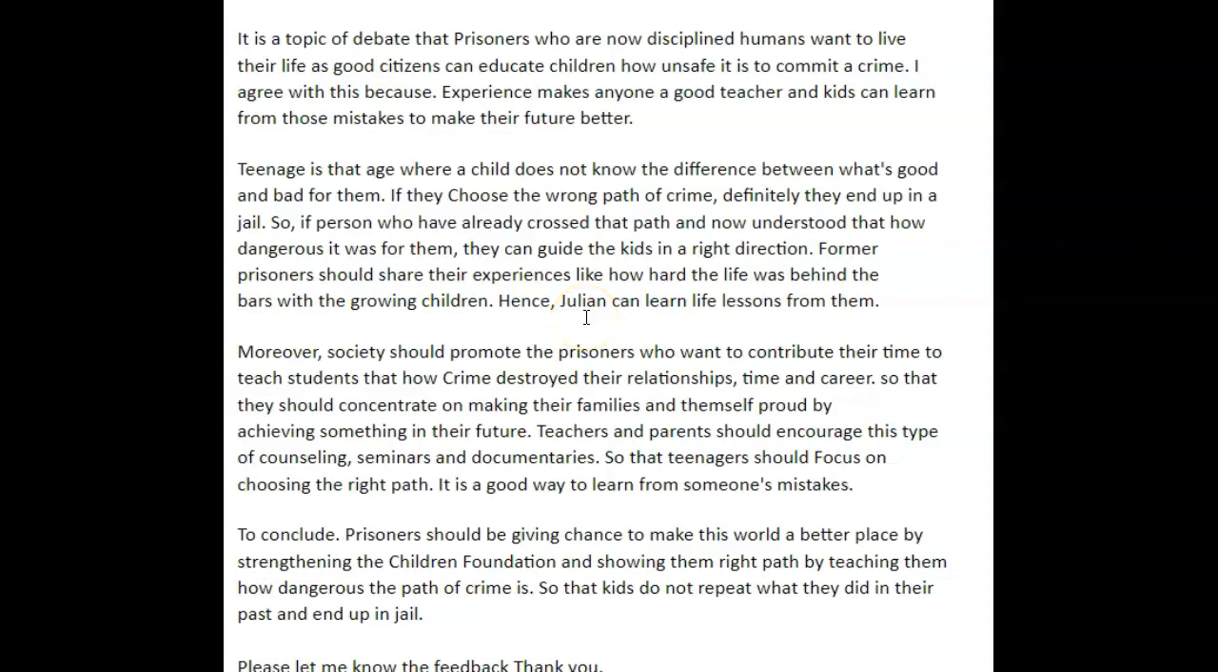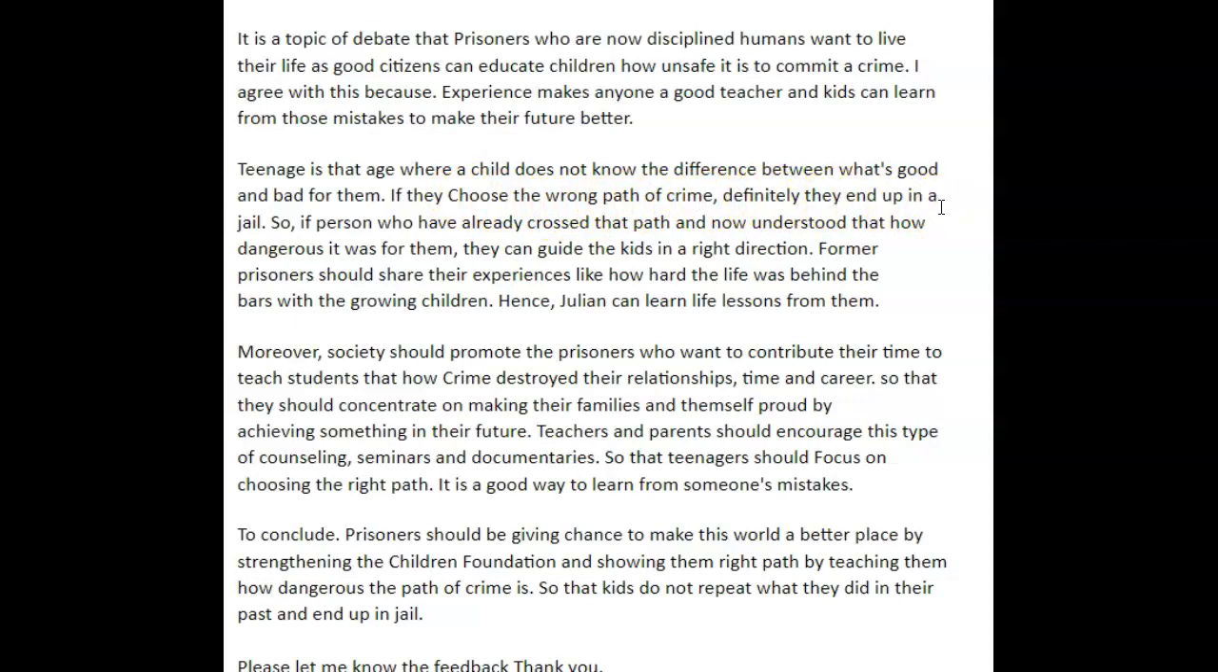All right, so here again, I found problems with grammar and vocabulary as well. So, adolescence is the age when a child does not know the difference between what is good and bad for them. If they choose the wrong path of crime, perhaps they can end up in a jail.